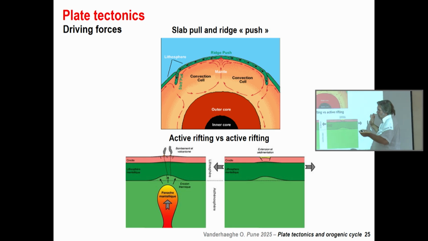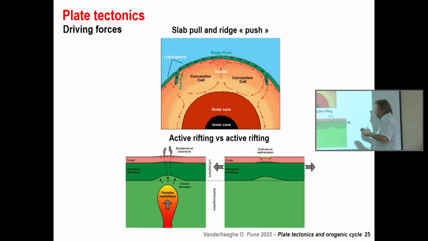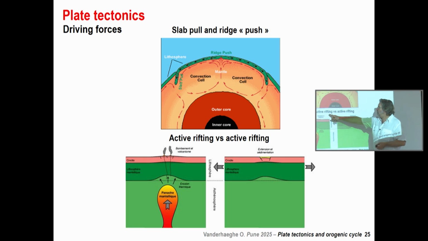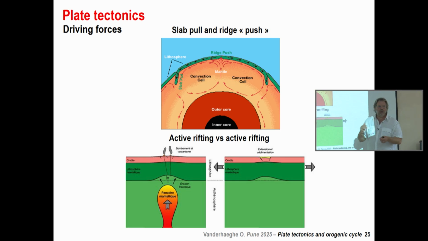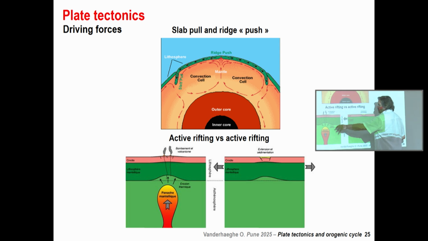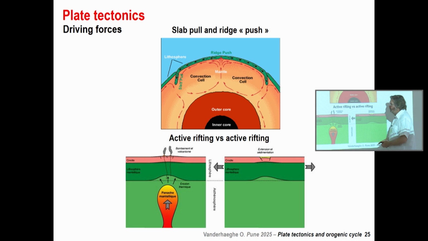But the ridge push term has remained in the literature. And then you have active rifting versus passive rifting. Have you seen the nuance between the two? It's very different, except that everybody's active. So active rifting for people looking at global scale, that means mantle and lithosphere, is this type of rifting.